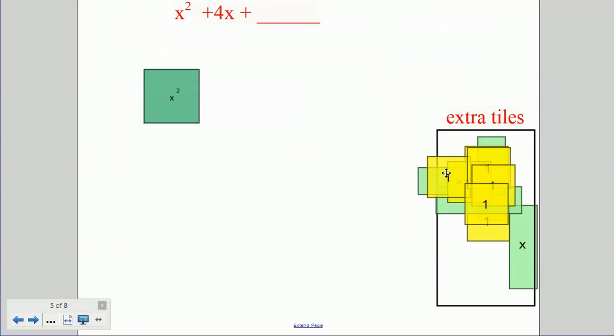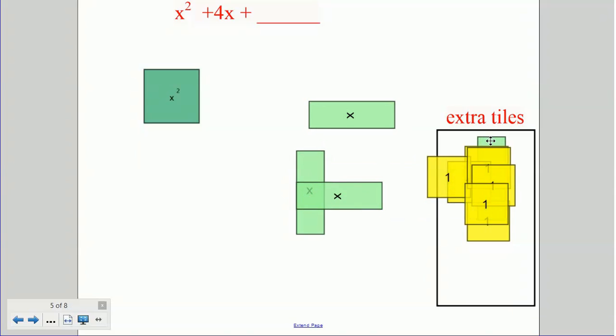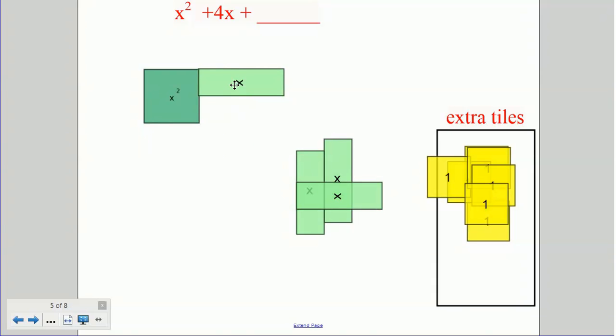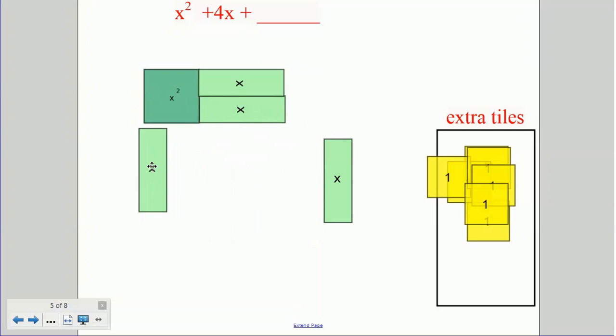And then we're also going to have these little 1 areas. So I have the particular equation, x squared plus 4x plus blank. I need to know what blank is. So basically what I'm going to do is put stuff around my x squared to make a square. So I have 4 x tiles, right? Because it says 4 x's. So how am I going to arrange those around my x squared so I start a square? Well, if I put them like this, it's going to be a little harder for me to fill that in, right? So what if I strategically put my x's around my x squared? Something like this.